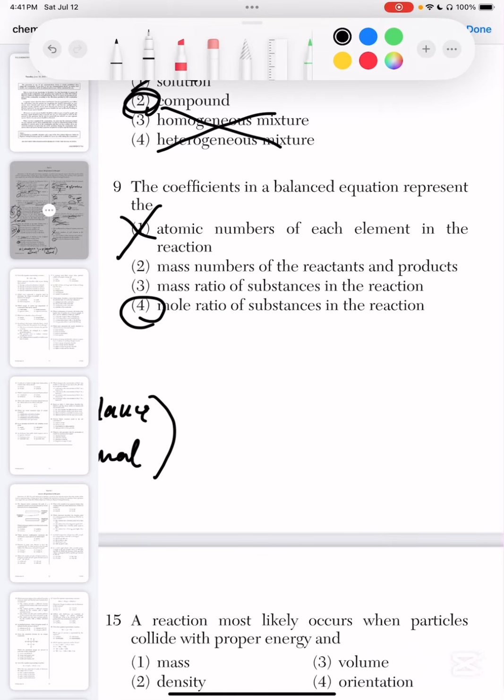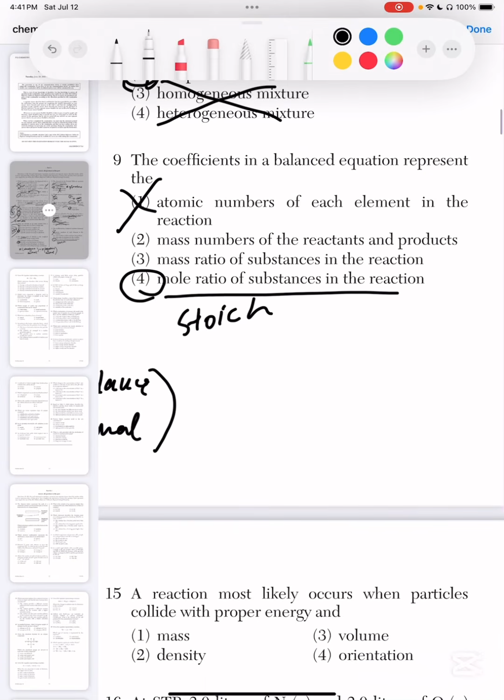Mass numbers of the products and reactants, mass ratios, and mole ratios. Okay, so the basis of chemical reactions is stoichiometry, right? And stoichiometry is based off of moles and ratios. So for this one, you can pretty easily determine that the coefficients represent mole ratios and not mass ratios, because this wouldn't make sense. Can you imagine, like, hydrogen and sodium?